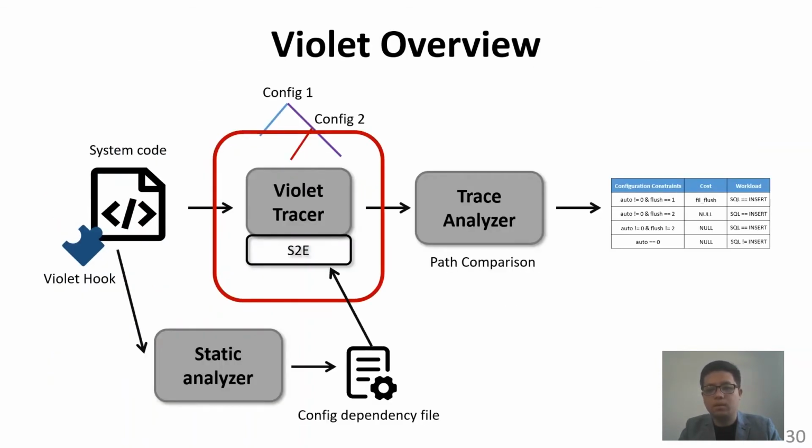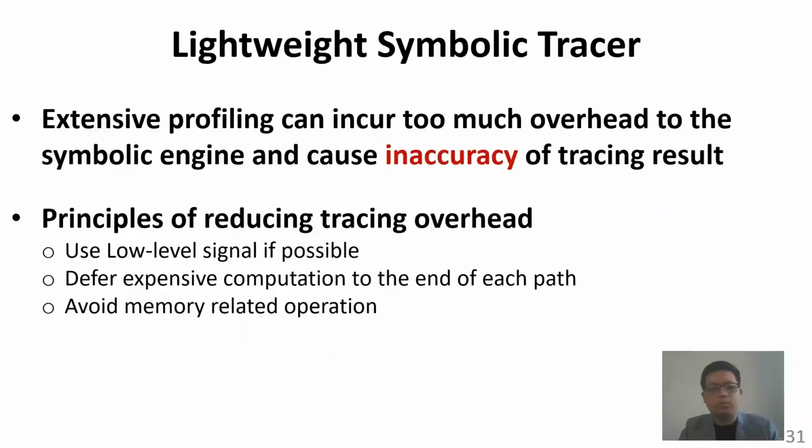Now I will talk about the Violet tracer. The main requirement for the tracer is that it shouldn't incur high overhead, because the overhead would be reflected in the profiling result and cause inaccuracy. To meet this requirement, we adopt 3 general principles in our system design. First, we try to use low-level signals to capture performance data. Second, we defer expensive computation to the end of each pass. Third, we avoid memory-related operations if possible.